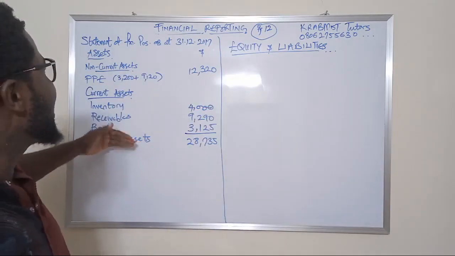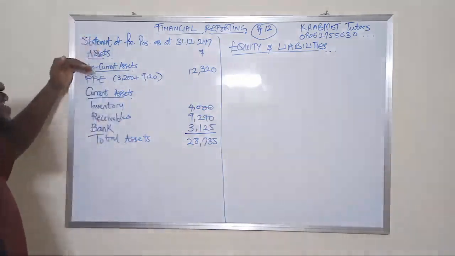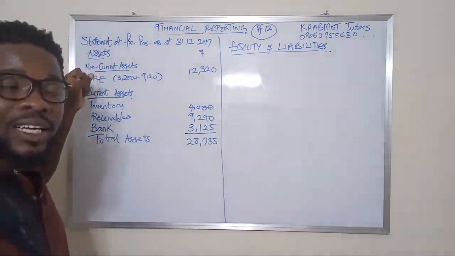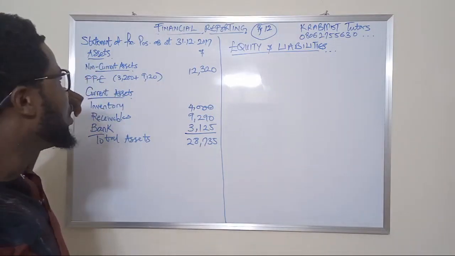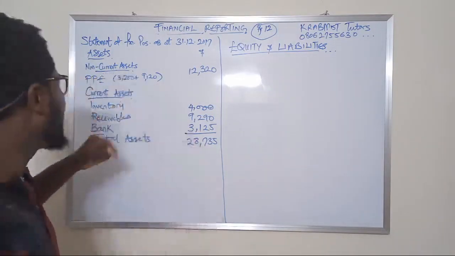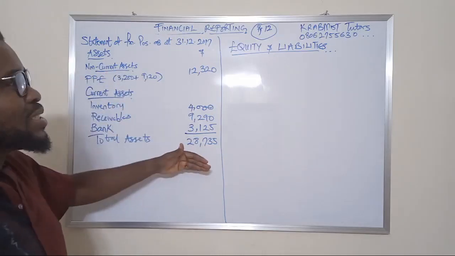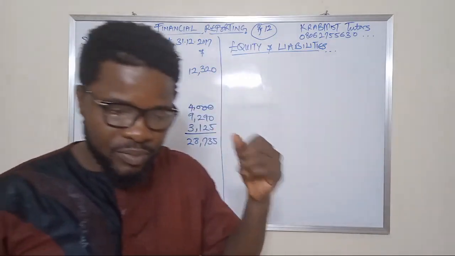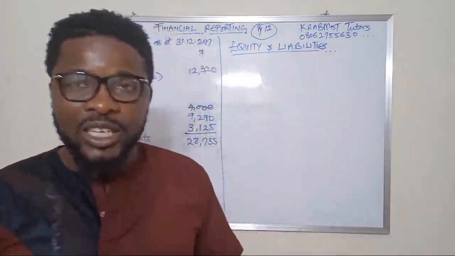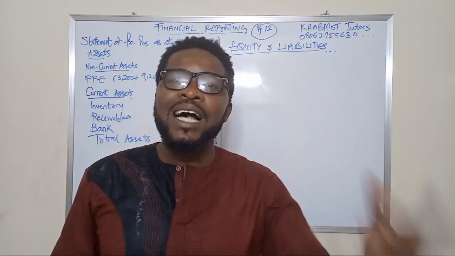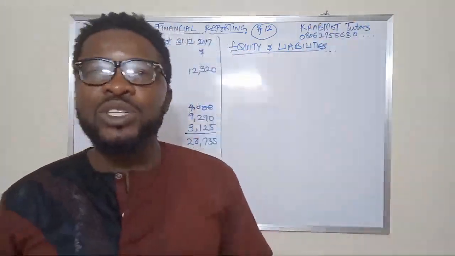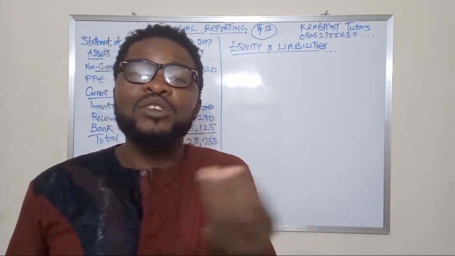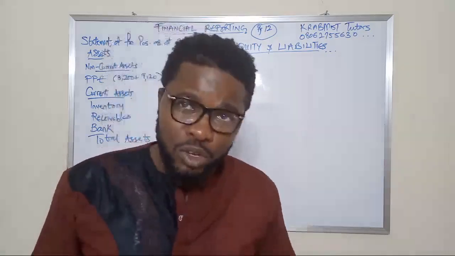After total asset, we have non-current assets, we have PPE, we have other things like tangible and intangible, goodwill, but they are not in the question, so they are not going in the current assets. We have our total assets. Then we now go to equity and liabilities, because your equity is equal to what? Assets less liabilities. Equity is the residual amount after you have deducted your liabilities from your total asset.